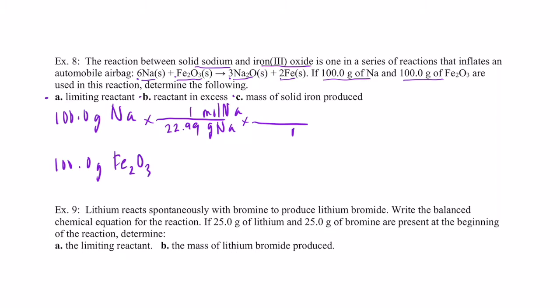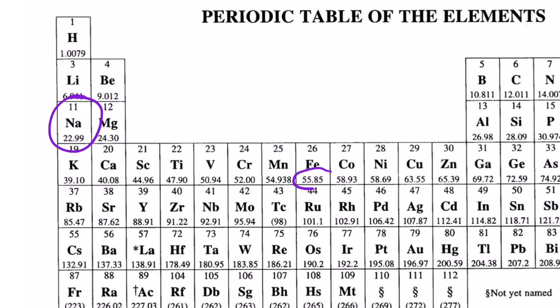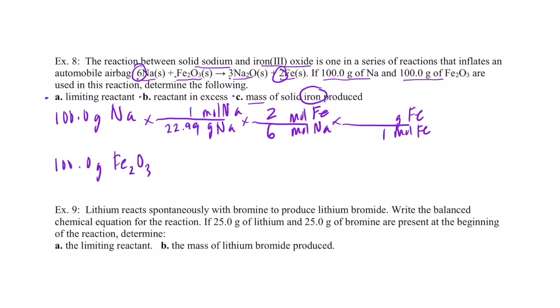And then we want to go from moles of sodium to moles of the product we're after, and we're after iron this time. That's what I asked for in the question. And the mole ratio is 6 sodiums to 2 irons. So 6 sodiums to 2 irons. And I want to find the mass, so let's convert that to grams. So we'll go from moles of iron to grams of iron. So let's find out what a mole of iron weighs. Looks like it's 55.85 grams. So this will give us grams of iron from that particular reactant.